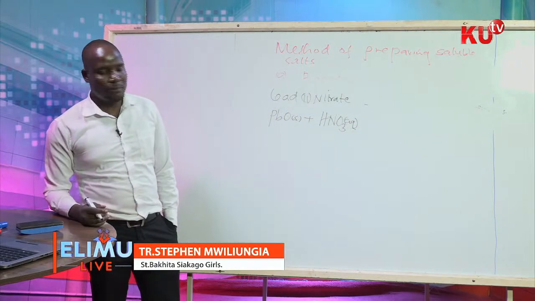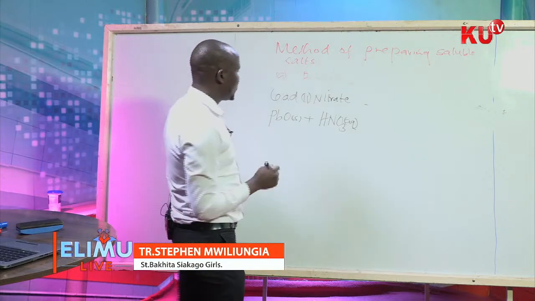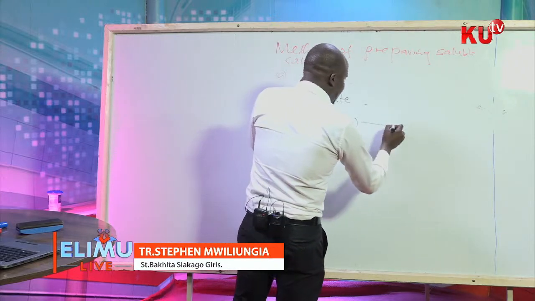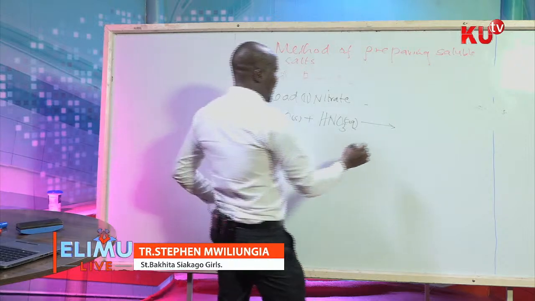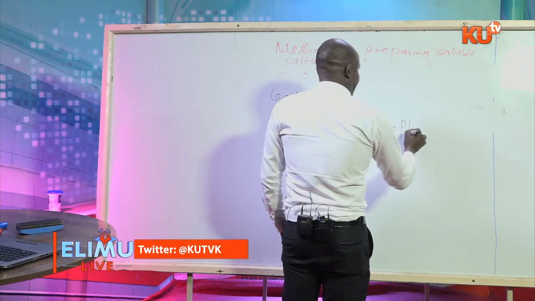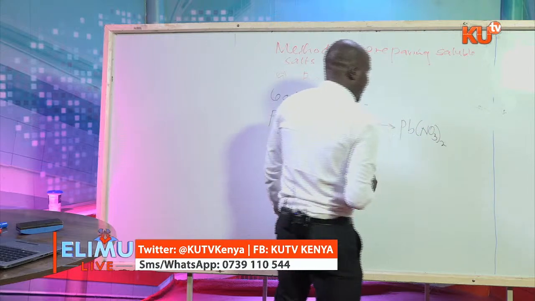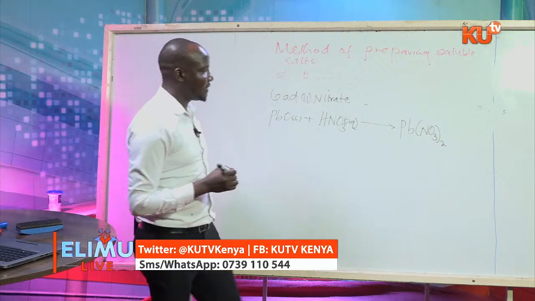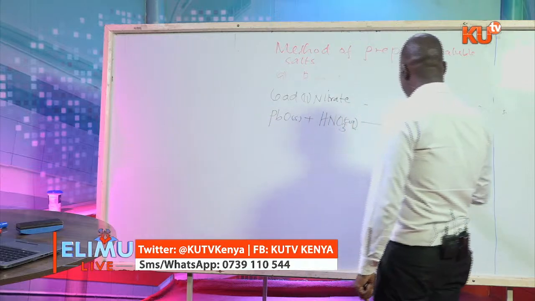Now learners, what is formed when lead oxide, which is an insoluble base, and dilute nitric acid react? It will produce lead nitrate. Again, you follow the rules of balancing the chemical equation. You write the correct chemical formula of lead(II) nitrate.